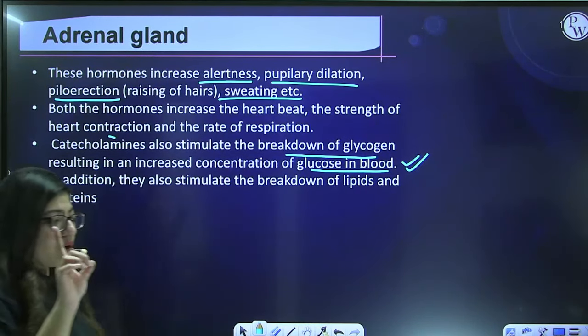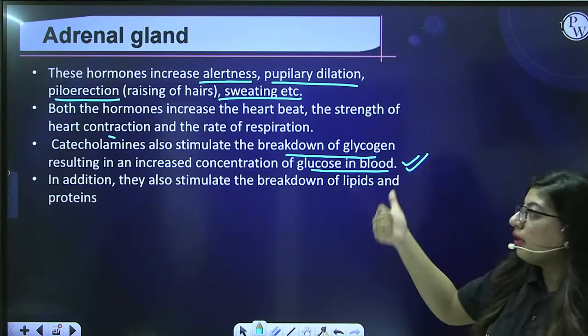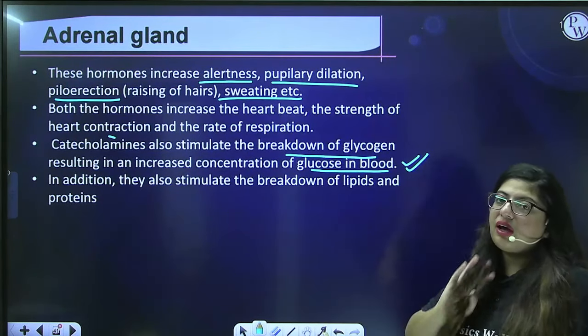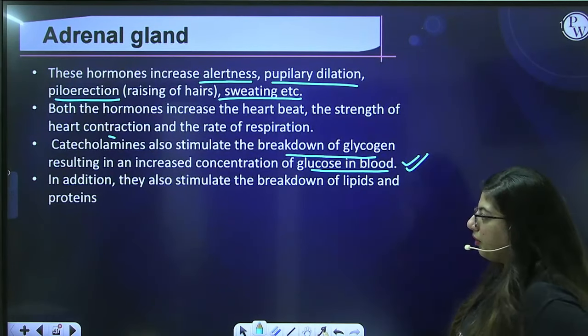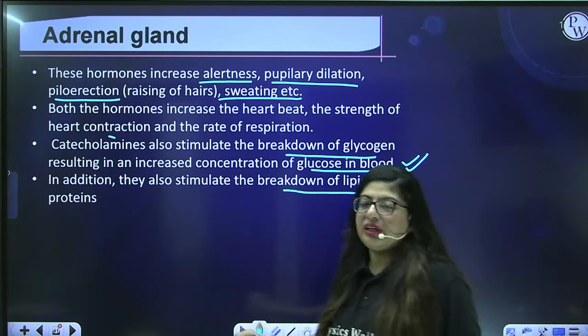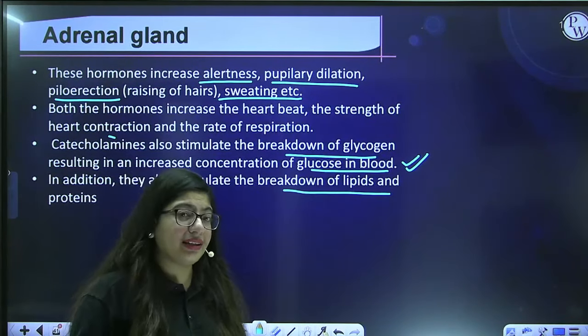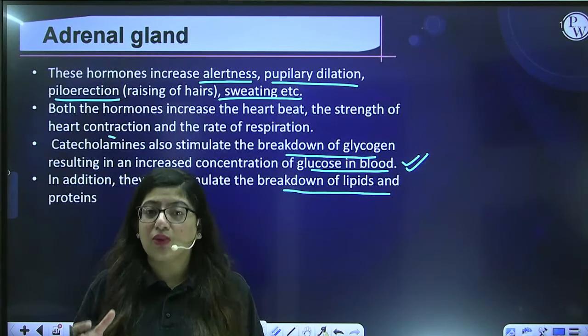First, growth hormone. Second, cortisol. Third, adrenal medulla hormones, epinephrine and norepinephrine. In addition, they can also stimulate the breakdown of lipids and protein. Again, if they break down, they will give you more energy. And at this point of emergency, you need more energy.